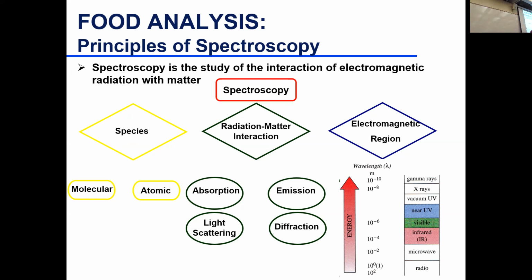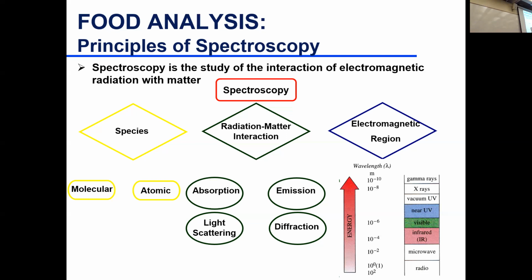Now the interaction is either you absorb the light, you emit it back, the matter might diffract the light, or it might scatter the light. And there is another one here that I'm missing, which is refraction of the light. So we will talk mostly about absorption and fluorescence, but we're going to talk about light scattering, diffraction, and refraction of light a little bit.